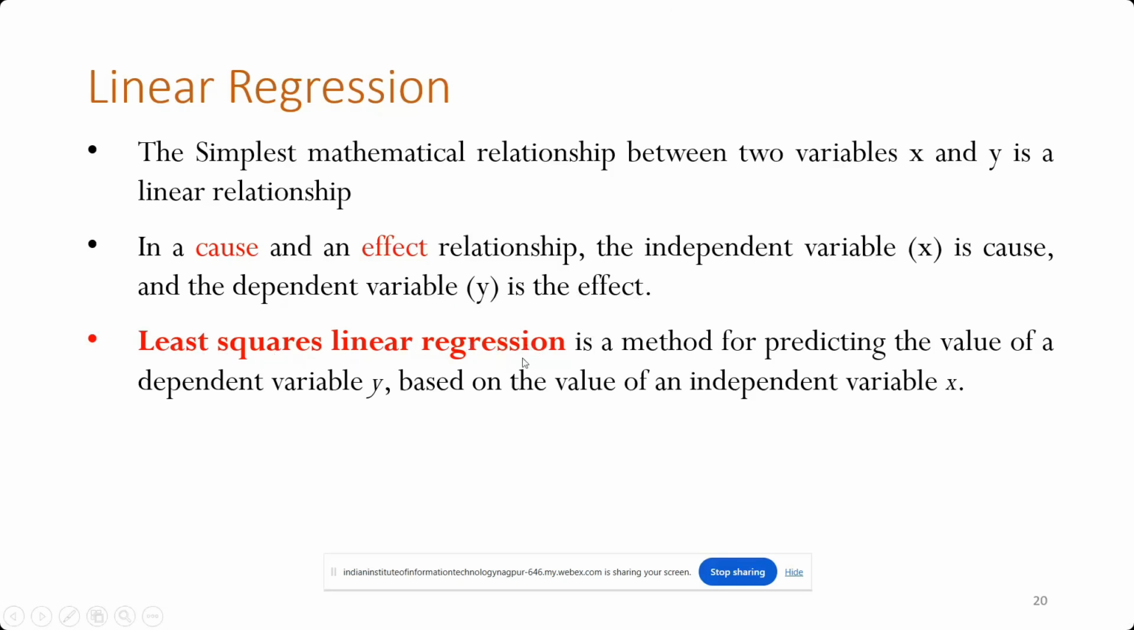There is a least square linear regression method, which is used to get the value of these parameters. This is a method for predicting the values of a dependent variable y based on the values of an independent variable x. What we need to find out is the value of m and b with the help of these y and x pairs.